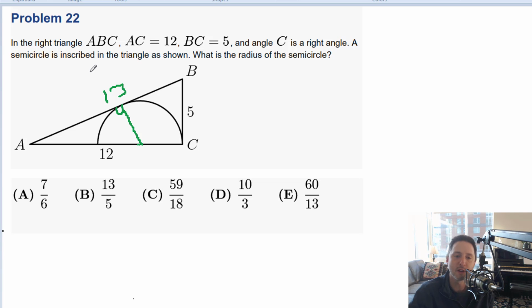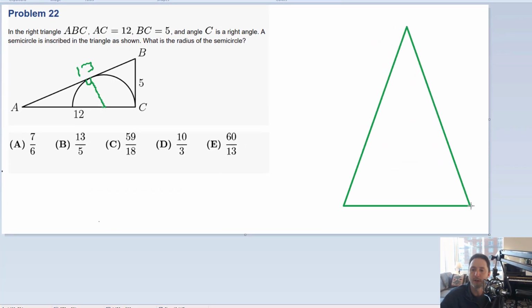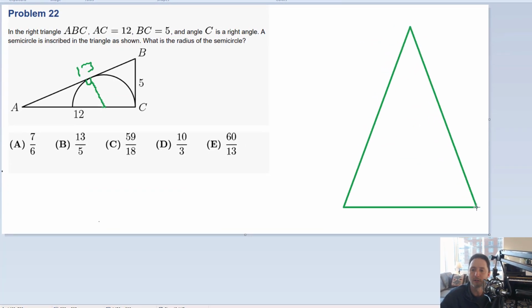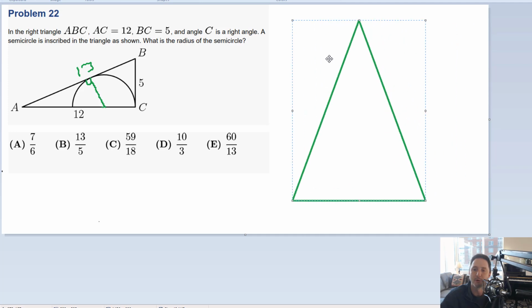So what if we didn't have a semicircle? What if we had a circle? Okay, let me see if I can pull this off. That is a circle. Let's see if it fits. Wow, look at that. That's pretty good.